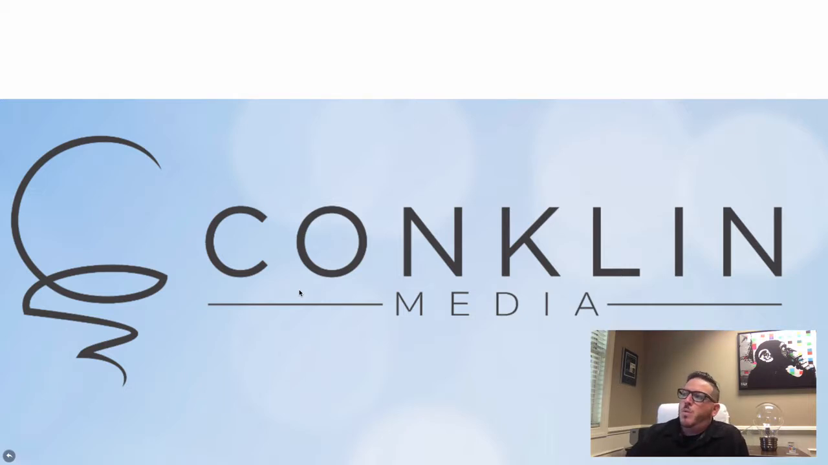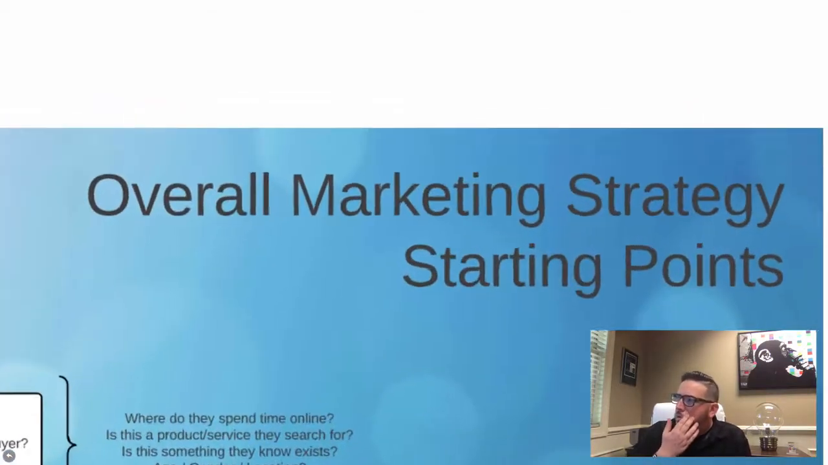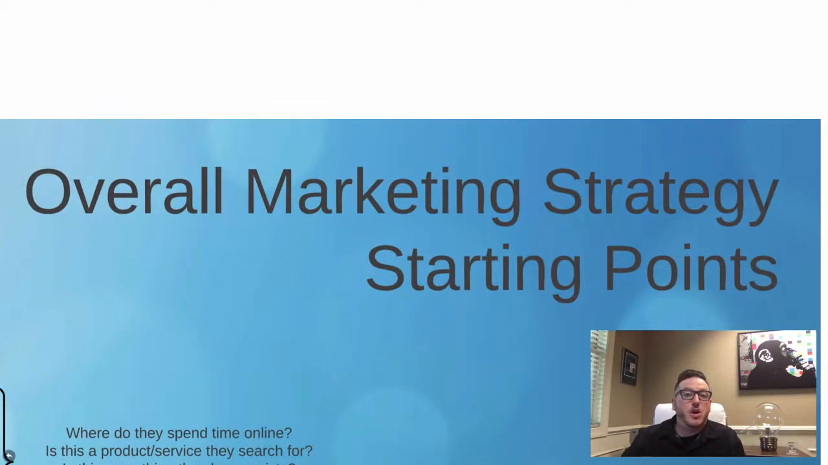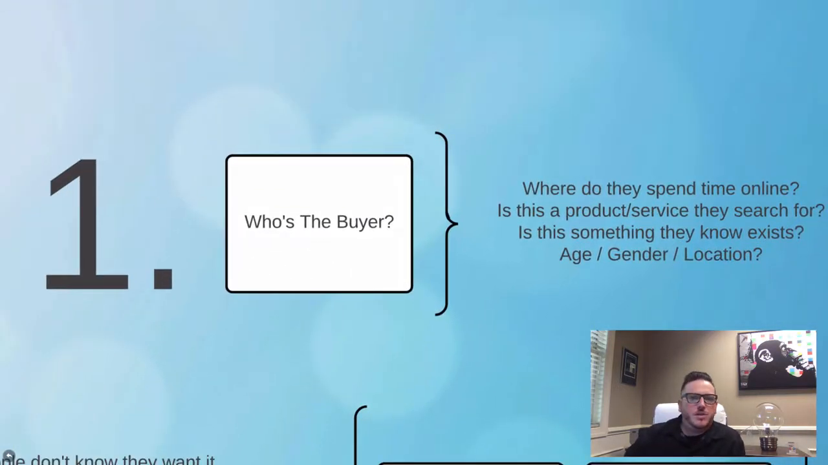One of the things that we've realized is through all of those different experiences, all of them focus on these 5 areas. We always go through these steps. It's kind of second nature. But it's been really helpful to actually visualize it and get it written down. So we're going to go over the overall marketing strategy starting points. So the 5 things that you kind of want to look at.